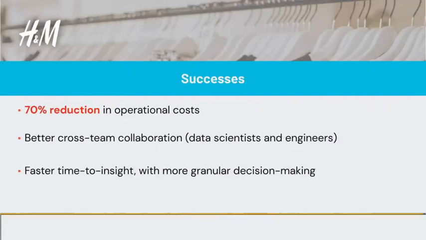When H&M moved over to Databricks, it improved their operational efficiency. It actually reduced their operational costs by about 70%. The Lakehouse platform dramatically reduced the number of components needed for data scientists and engineers to work together, and overall, this had a huge business impact with faster time to insight. So they had this ability to be more granular in their decision-making.